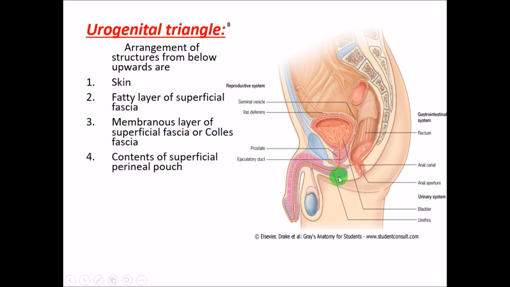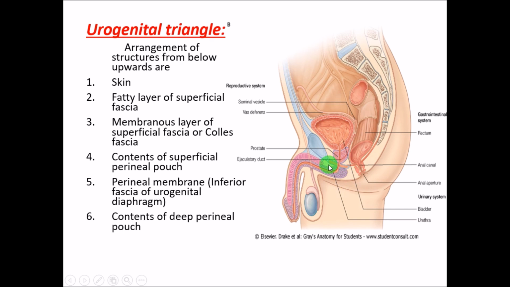Okay, then we have the contents of the superficial perineal pouch. We'll try to understand that this whole region is called the superficial perineal pouch. Then there is something called the perineal membrane, a very important membrane. Deep to that will be the contents of the deep perineal pouch. And then the last one will be the superficial fascia of the urogenital diaphragm.